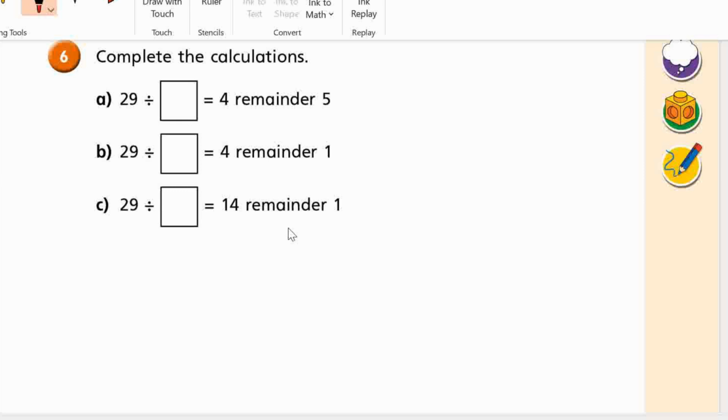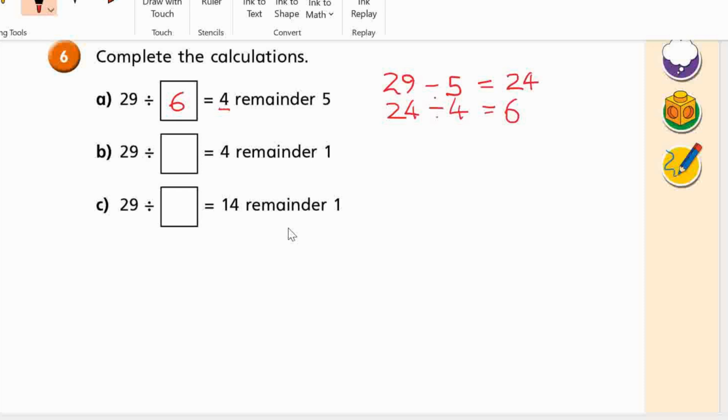Let's have a look. Complete the calculations. 29 divided by something equals 4, remainder 5. So what we do here, we have to work backwards. So what we do first of all is 29, take away 5. What does that give us? 29 take away 5 is 24, right. So there we have our number. Then we have to do 24 divided by 4, because you've got 4 here. So what's 24 divided by 4? 6. So that means 6 is our answer here. Okay, 29 divided by 6 equals 4, remainder 5.